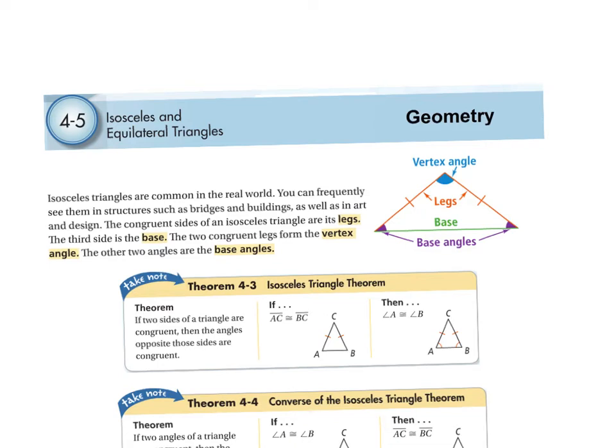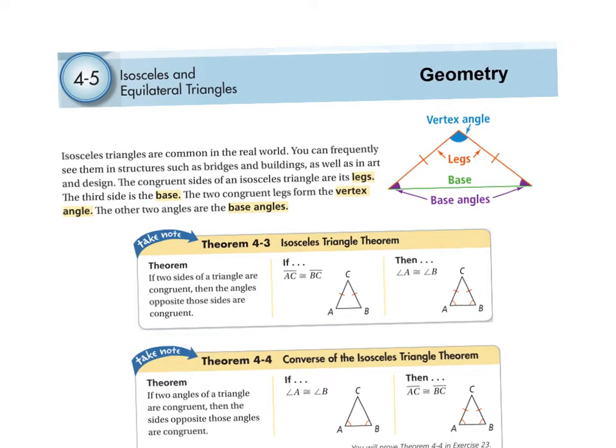Alrighty, I've got great news for you guys. We're doing 4.5 and there is not a single proof in this lesson. Yes, I know you're excited. So we're talking about isosceles and equilateral triangles. So let's just talk about some vocabulary.